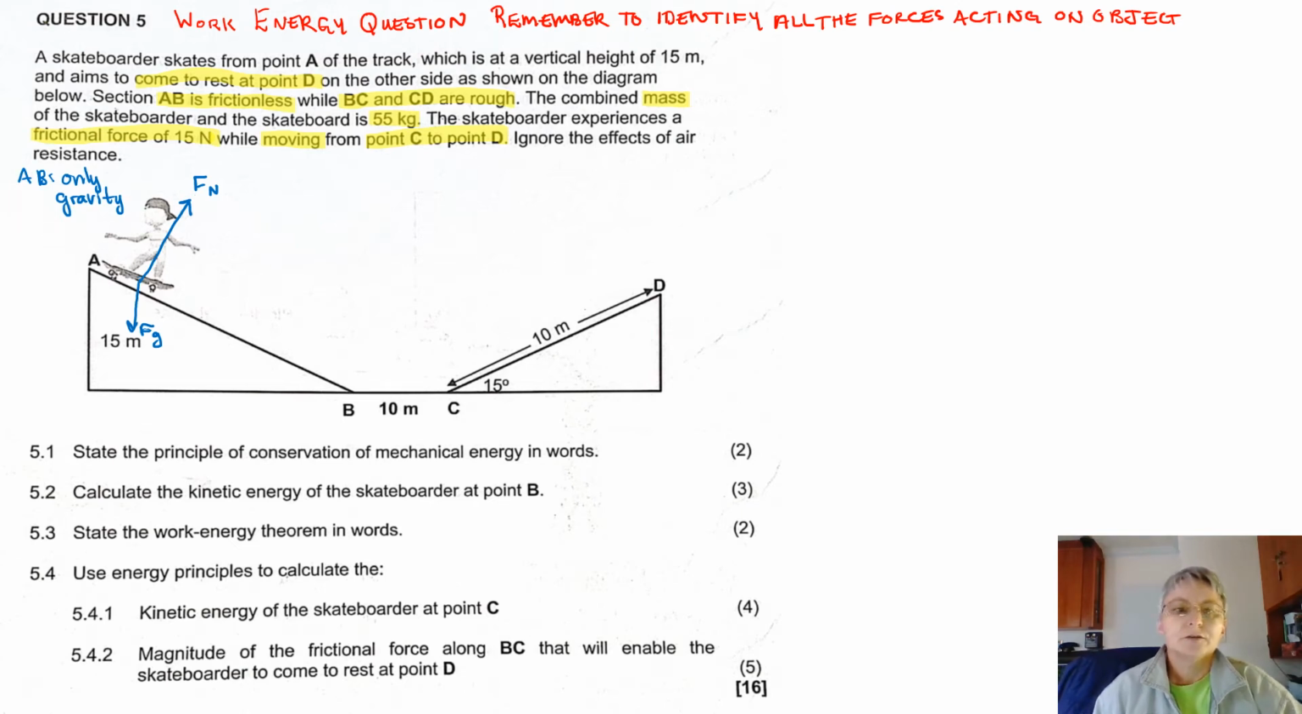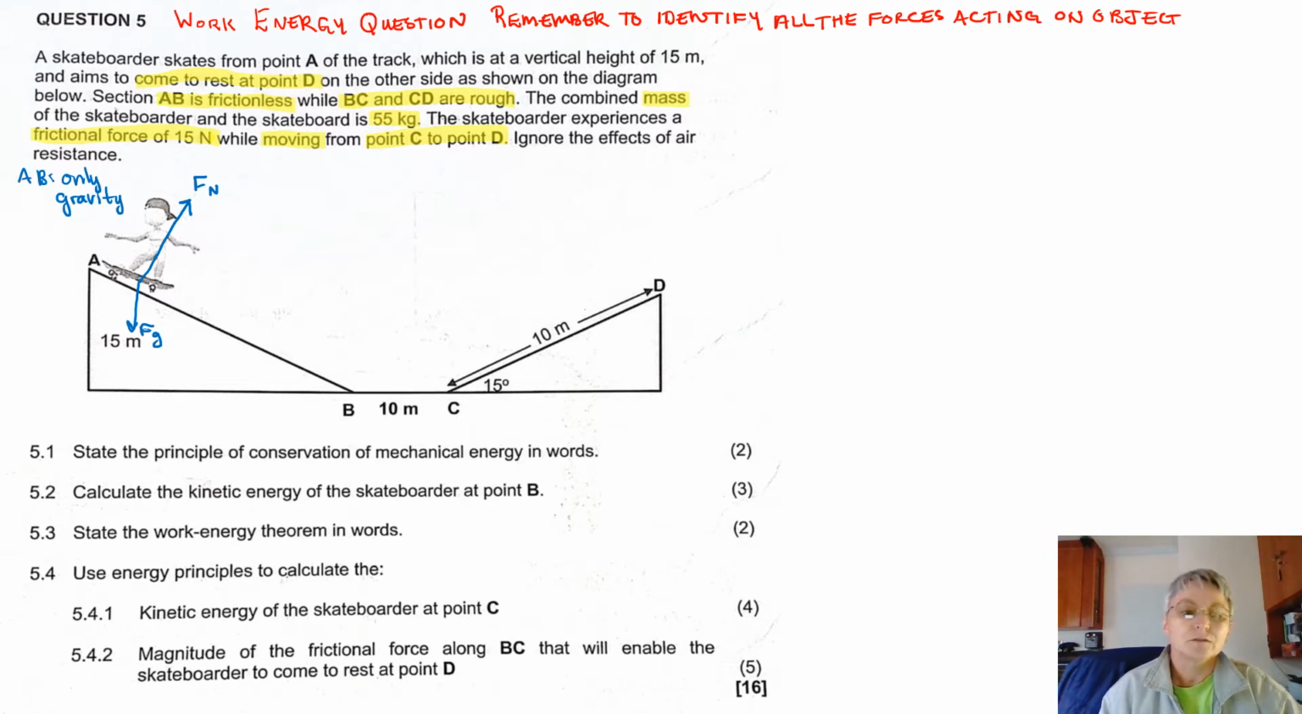In this video, grade 12s, I would like to do September paper 1, question 5. Another question we battled quite a bit with. Now, this is a work energy question. And to be able to answer it effectively, we need to remember to identify all the forces acting on the object as it goes through its different stages of motion.